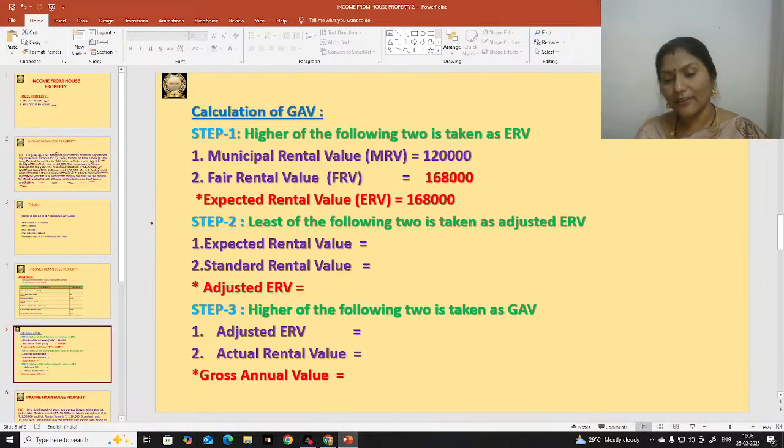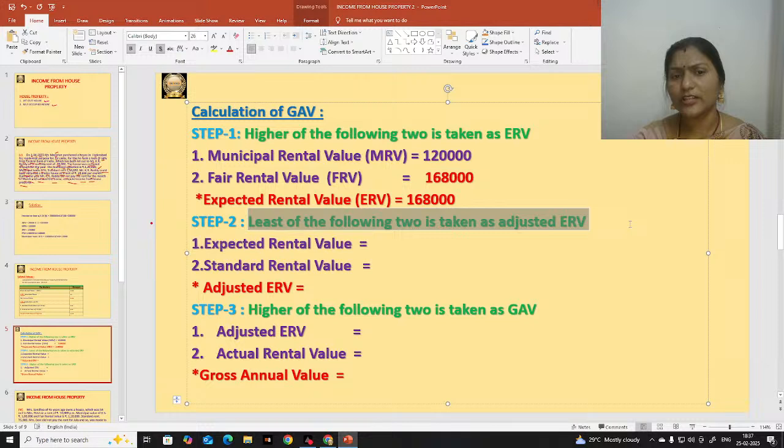If standard rental value is not given in the question, don't do step 2. After step 1, you can go to step 3. If standard rental value is given, you have to do step 2 also. And what is step 2? Least of the following two is taken as adjusted ERV. Under that there are two items, and the least of them we take as adjusted ERV.